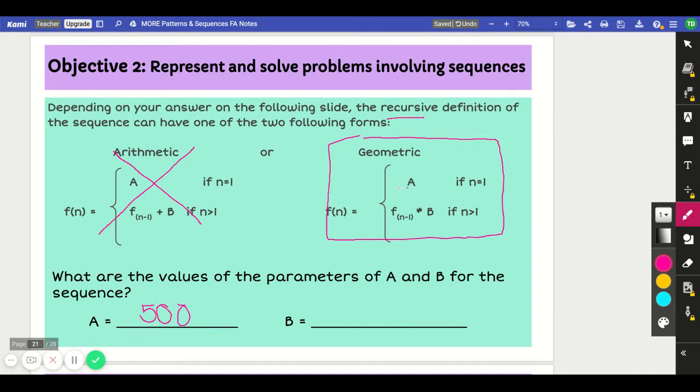So if a is 500 for the first year, then we need to figure out what the formula is going to be every year after that. So when n is greater than 1, we're taking the previous term and we're multiplying it by the common ratio. So we know that it was 40%, right? We're going to be increasing 40% each year.